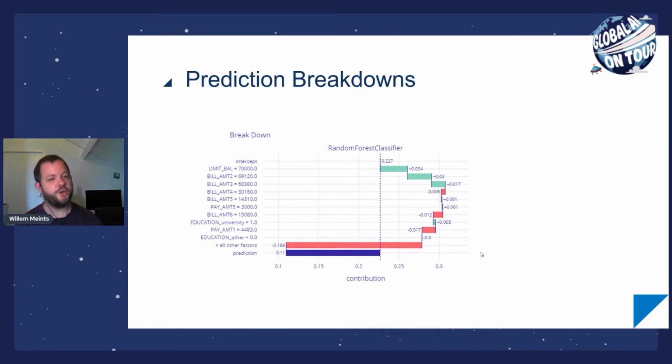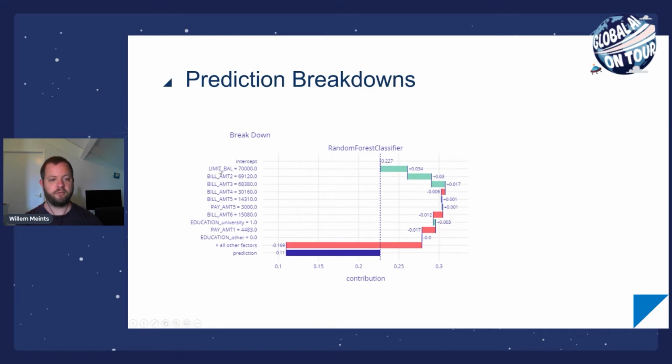One of the cool things that you can do is ask your model to tell you precisely how it came to a certain decision. This is called a breakdown method. Basically what this does is it takes all the features starting from the top. So this is the intercept. I'll get back to that in a second, but let's look at the first feature.